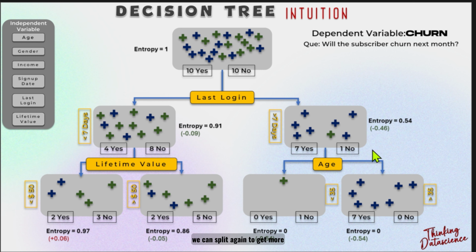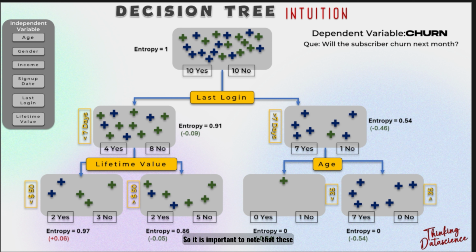We can split again to get more information gain, or more drop in entropy. So let us divide the lifetime value into two categories based on the value being less than $50 or greater than $50. On analyzing the data, we observed that there was a slight increase in the value for greater than $50, but no significant change for less than $50. On the right hand side, we made a split based on age with one branch for individuals younger than 35 and another for those over 35. As a result of the split, the entropy of each branch decreased to 0.